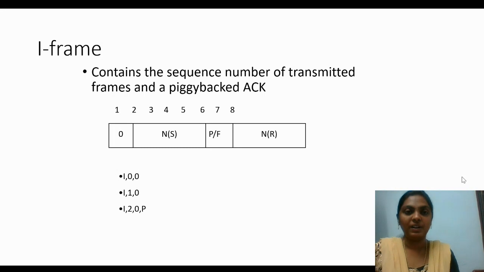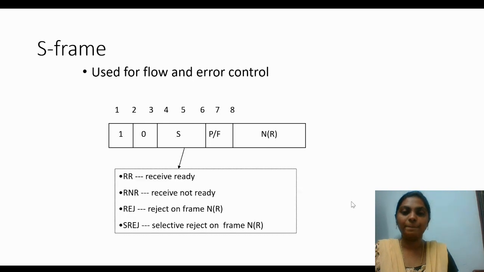Coming to the I frame, we just saw this contains the information. N of S represents the send sequence number, and N of R represents the receive sequence number. Some sample I frame values include I comma 0 comma 0, and then I comma 2 comma 0 comma P, which means it is a poll frame.